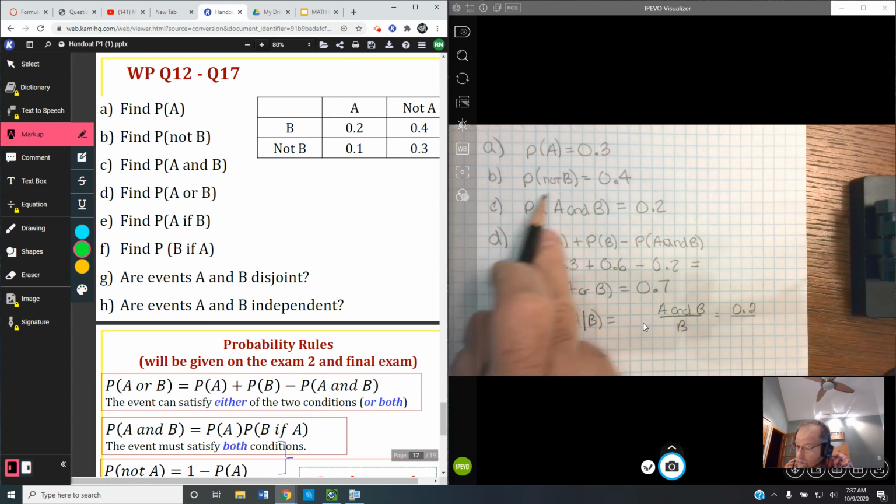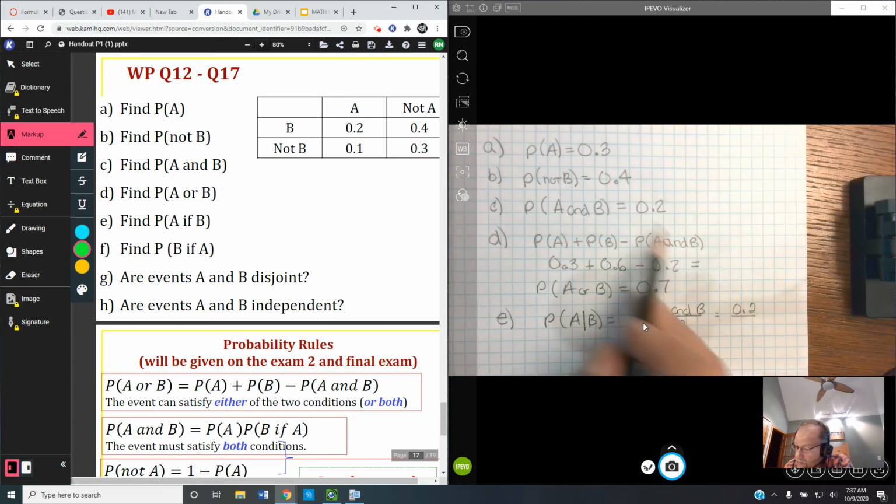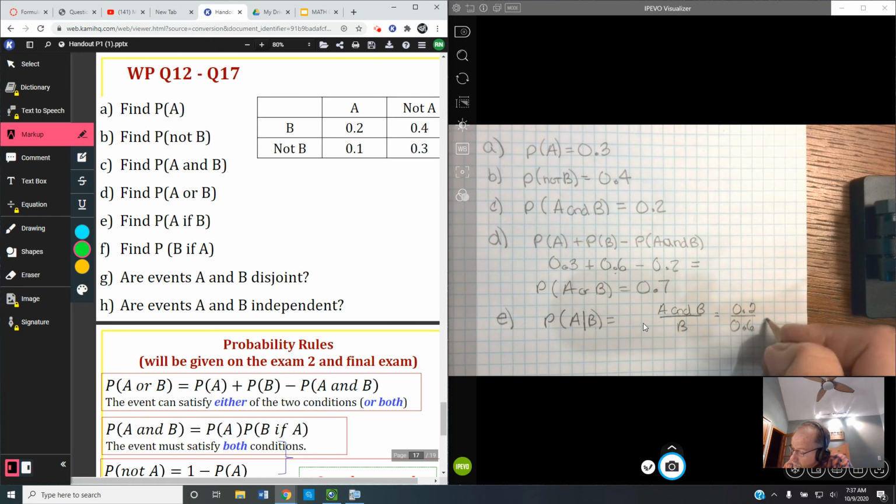B. I'm not sure I have B. It's somewhere. Oh, right here. 6/10. Take your calculator. 2 divided by 6 is 1 divided by 3. That's 0.33 when you round, because it's 0.3 repeating.